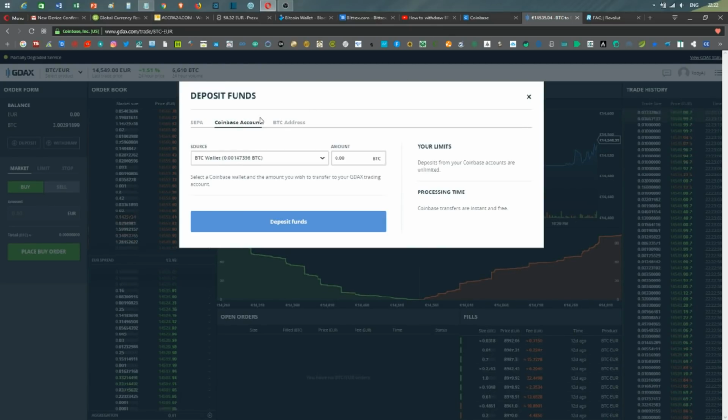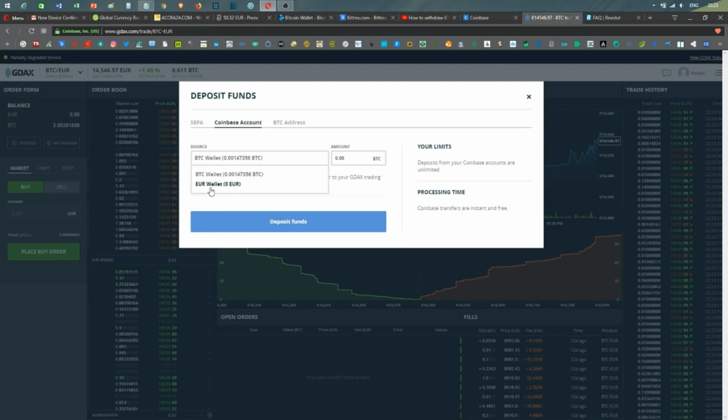So if you want to send your Bitcoin or fiat currency into Gdax, you just go to your Coinbase account. Under Gdax, you press deposit, you go to Coinbase account, and here you choose if it is a Bitcoin wallet, when you send Bitcoins, and if it's a fiat currency, you have your Euro wallet.